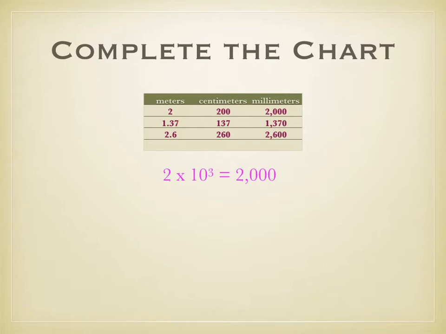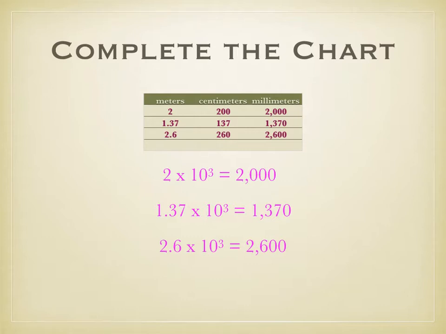We have that 1 37/100 meters is equal to 1,370 millimeters, and we would get that by doing 1 37/100 times 10 to the third power equals 1,370. And finally, we have 2 6/10 meters is equal to 2,600 millimeters, and we would get that by doing 2 6/10 times 10 to the third power equals 2,600.